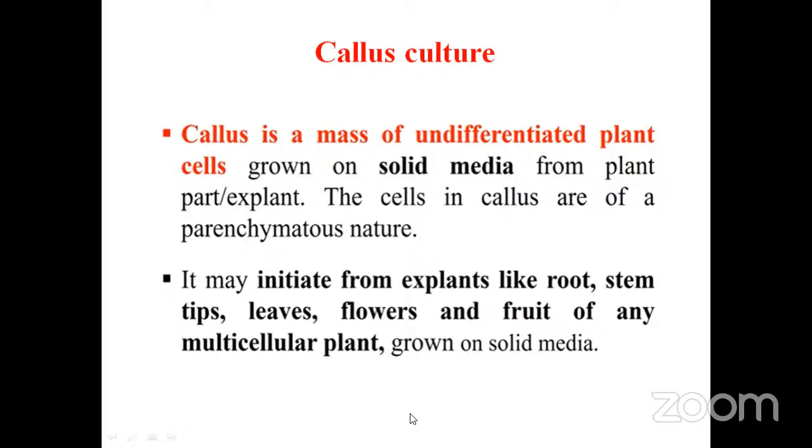Callus cultures are often broadly classified as either compact or friable. We will discuss that later. This group of cells is grown on solid medium, the callus from the plant or explant. It may initiate from an explant like root, stem tips, leaf, flower, fruit, of any multicellular plant. I already told you earlier about callus development from the explant. After callus formation, the callus may be transferred to solid medium for further development. If you want to get different types of cells, instead of solid medium, as I said earlier, you transfer the callus into liquid medium. We will discuss callus culture and protoplast culture in detail later.